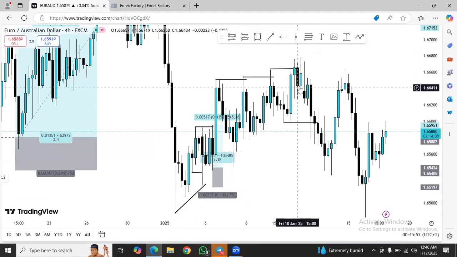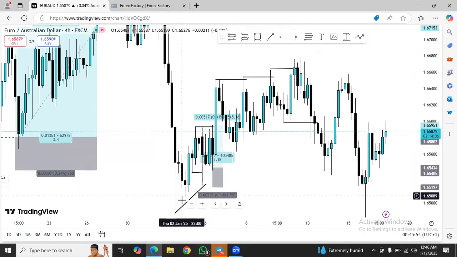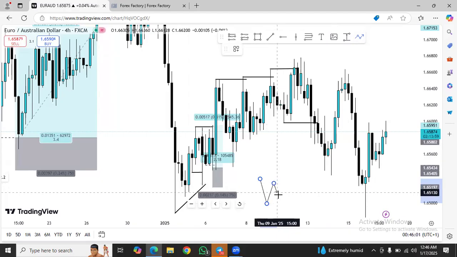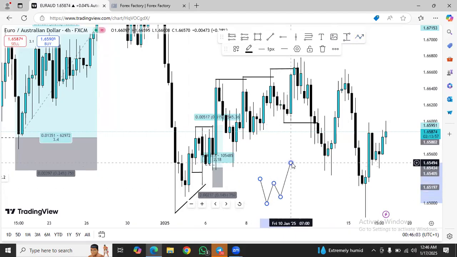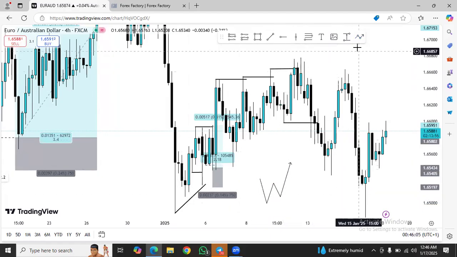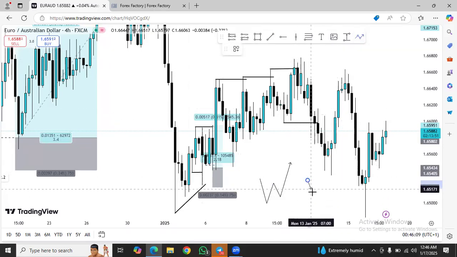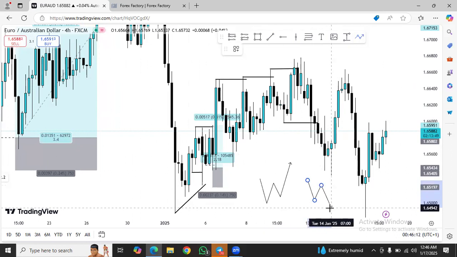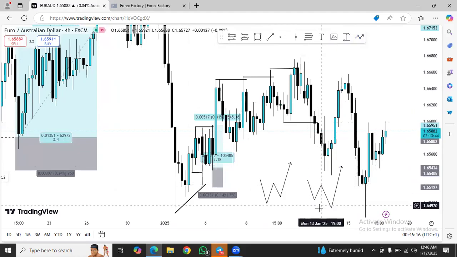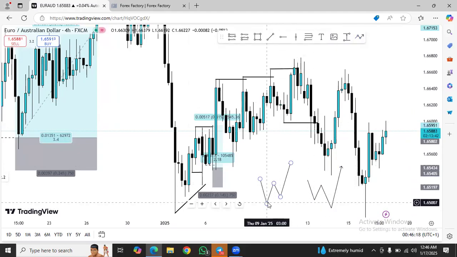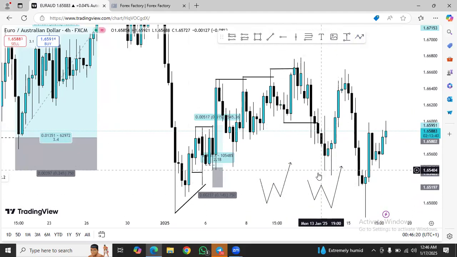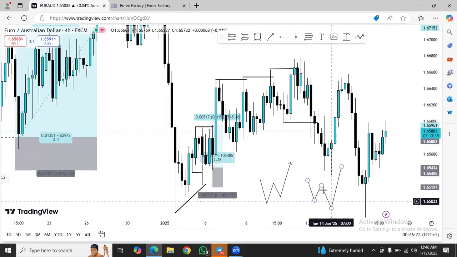So there are two ways you can use to know price is changing direction. You can either use a shift in market structure, which looks like this. If it is a break in market structure, it will look like this. Can you see the difference? This one did not take out this low, but this one took out this low. That's the difference. This is for a bullish scenario.